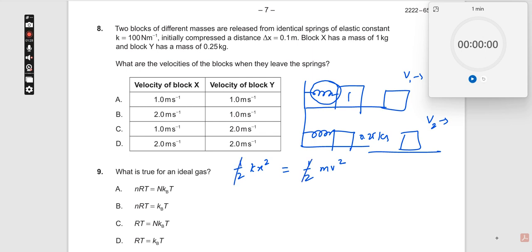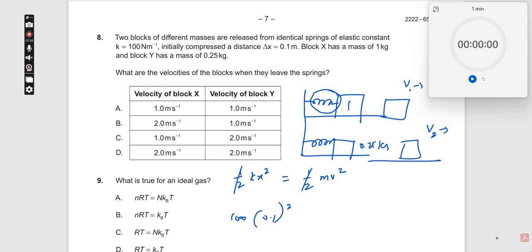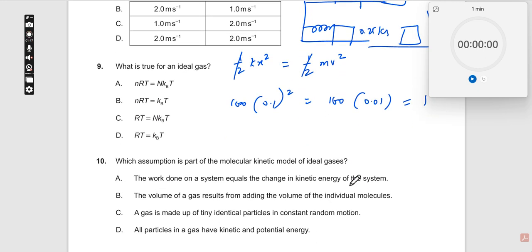We want V1 and V2 separately, so we will substitute the values. K is 100 multiplied by x value 0.1 square, which is equal to 100 multiplied by 0.01, which is equal to 1. This is not changing for both calculations. So m1 v1 square is equal to 1 for the first one.